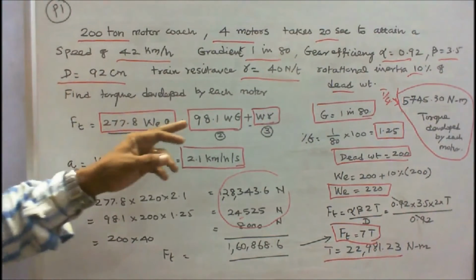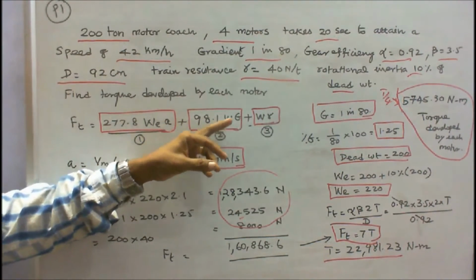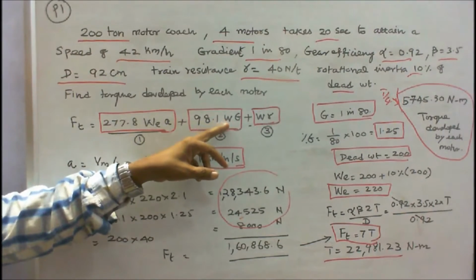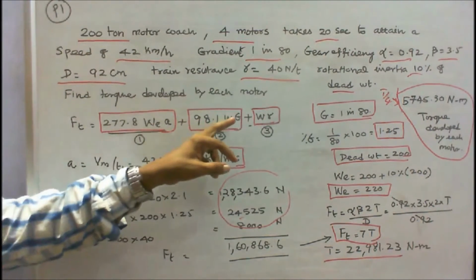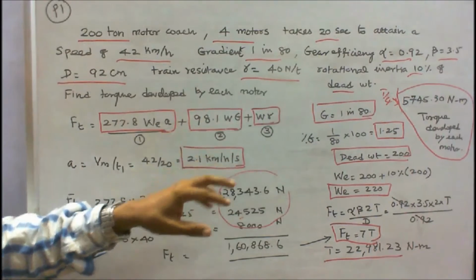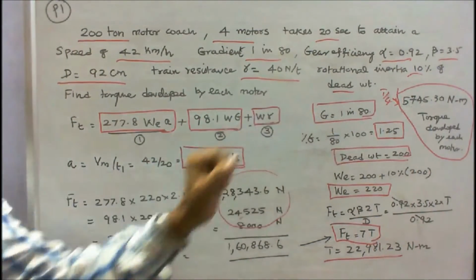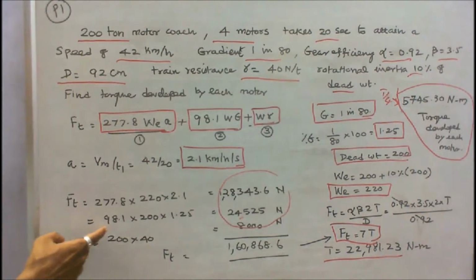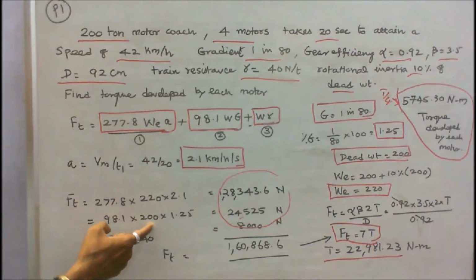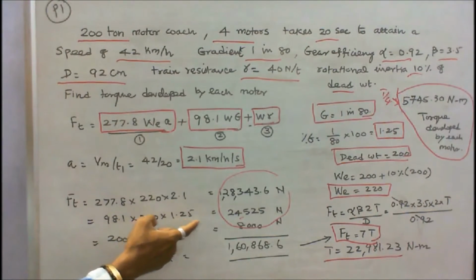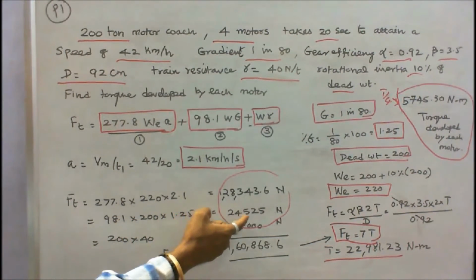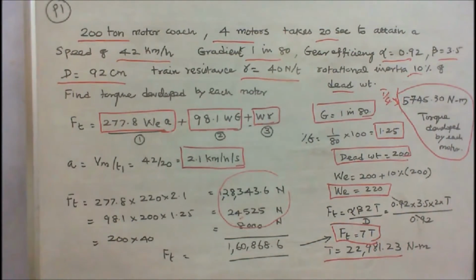The second term is 98.1 into W into G, where W is the dead weight, 200, and G is the percentage gradient. Here 1 in 80, therefore 1 by 80 into 100 is equal to 1.25. Therefore 98.1 into 200 into 1.25, you will get 24,525 newtons.